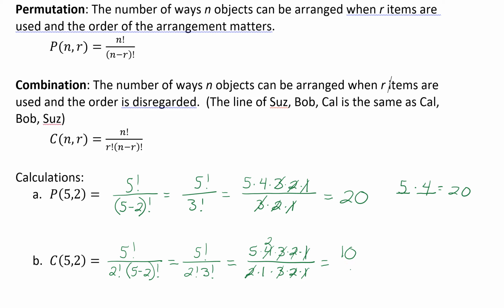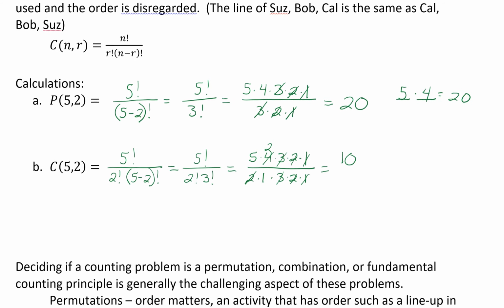The combination of having 5 things but only taking 2 of them, putting them in an arrangement where order does not matter, I end up with 10. Now let's take a look at 2 word situations.